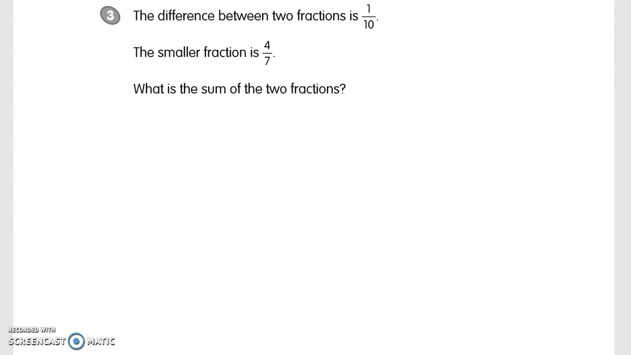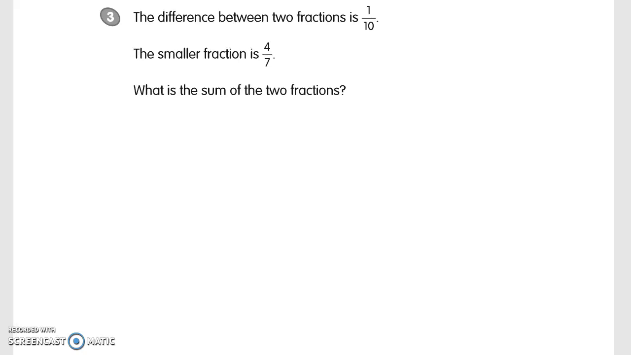This is question 3 of page 125. The question reads, the difference between two fractions is 1 out of 10. The smaller fraction is 4 out of 7. What is the sum of the two fractions?